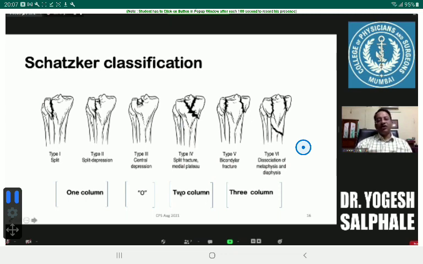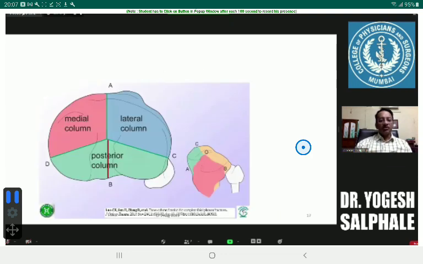Now, type 4 is a two-column fracture when you see a coronal section, and types 5 and 6 comprise the three-column fracture. So now here is what I was talking about. This is the three-column concept, which has a center that passes from the anterior aspect of the fibula to the center, and to the midpoint of the anteriormost point of the medial tibia, and from the lateralmost to the medialmost point. So this divides the proximal tibia into a medial column, lateral column, and the posterior column.